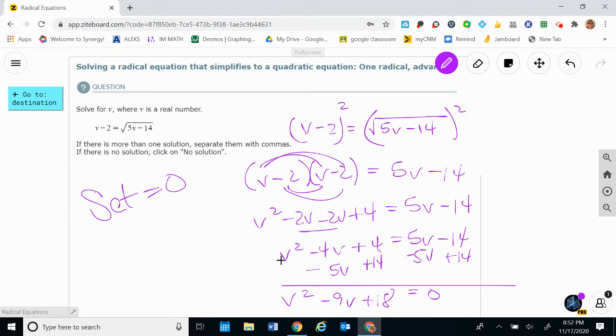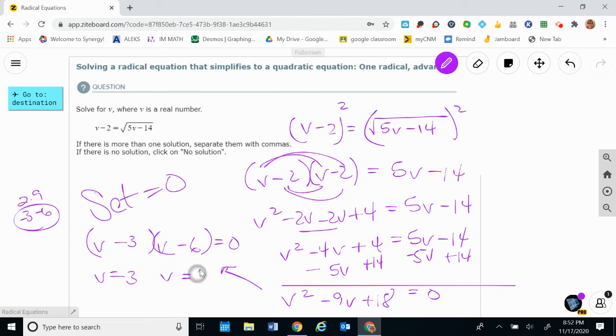And now all you need to do is factor that or use the quadratic formula. I'm going to factor because I like factoring better. 18 is 2 times 9, 3 times 6, and that is how we're going to get to 9. We need a -3 and a -6, and they will multiply to 18, so v is equal to 3, or v is equal to 6.